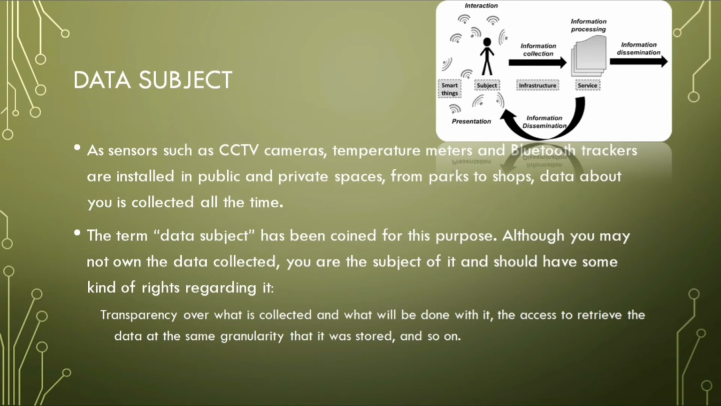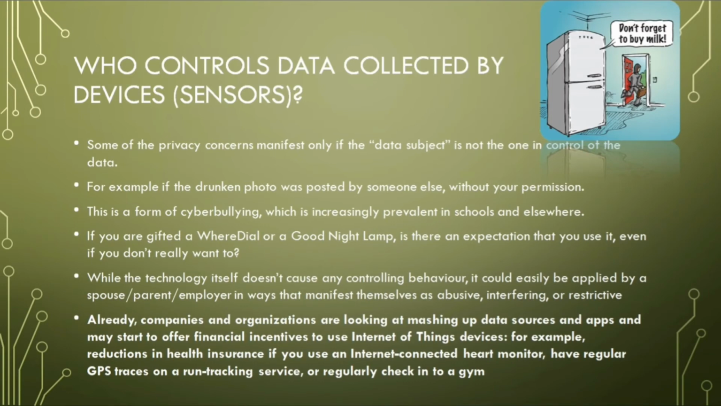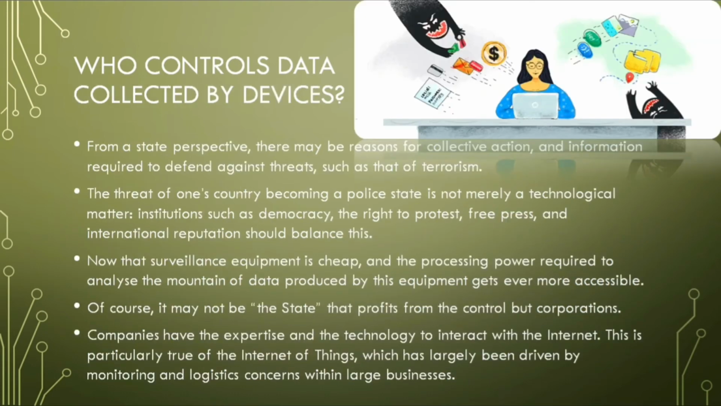Most of the time, data related to you is being controlled by someone else. For example, CCTV footage. In those footages, you are the data subject, but you cannot control which data you want to pass on. In another case, if you are gifted a wearable device or a goodnight lamp, is there an expectation that you use it even if you don't really want to? Technology itself doesn't cause any controlling behavior. It could easily be applied by a spouse, parent, or employer in ways that manifest themselves as abusive, interfering, or restrictive. As a matter of privacy, there are almost always good reasons for giving up some control to the user.